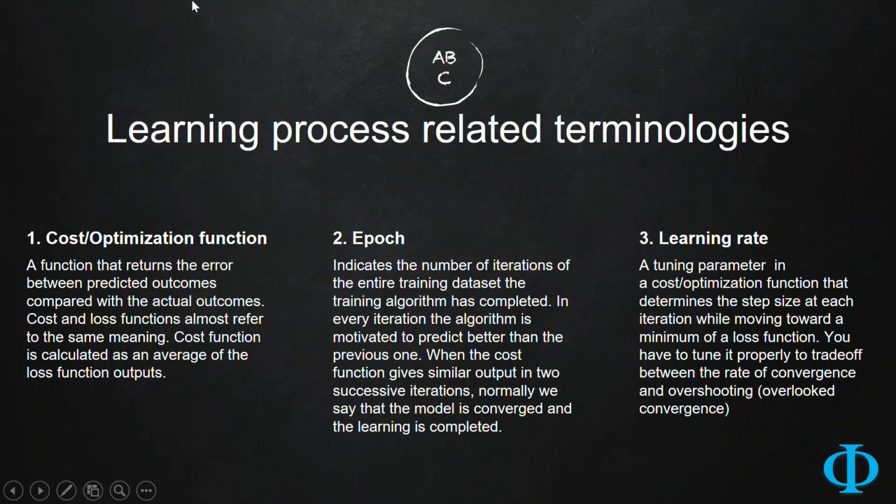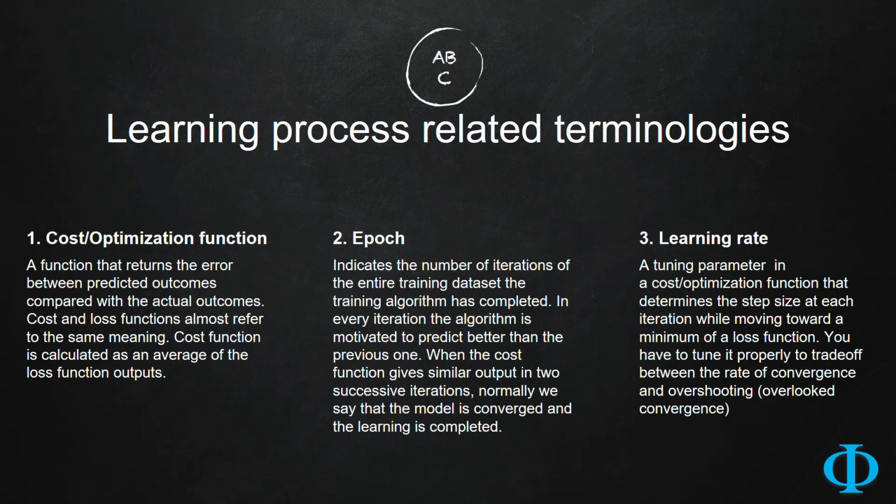Now let us clarify some terminologies related to the learning process. The first terminology is cost or optimization function. A cost function is a function that returns the error between the predicted outcomes compared with the actual outcomes. It is almost similar to the loss function. However, a cost function is calculated as an average of all the loss function outputs. Loss function is calculated at each data point, whereas cost function gives you the average over the entire dataset.